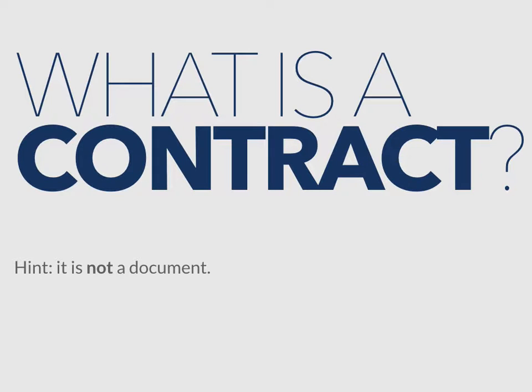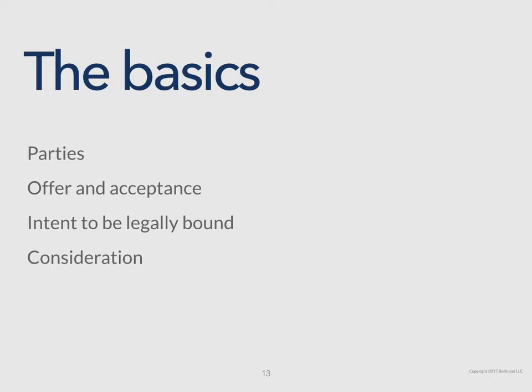What is a contract? Importantly, it is not a document. It might be a document, but a contract is a lot more than a piece of paper. There are 4 basic elements of a contract.